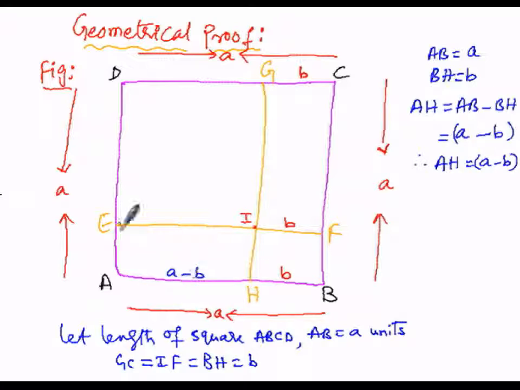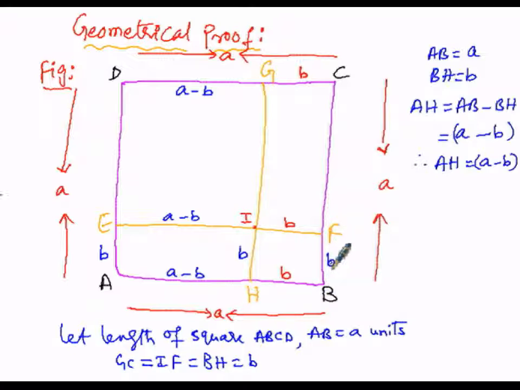Since AH is opposite to EI, EI also will be of the same measure, that is A minus B. Then EI is opposite to DG, so the length of DG will be A minus B. Similarly, I want to suppose here AE as B units, then since it is opposite HI, it will be B units, then FI, BF also will be B units.